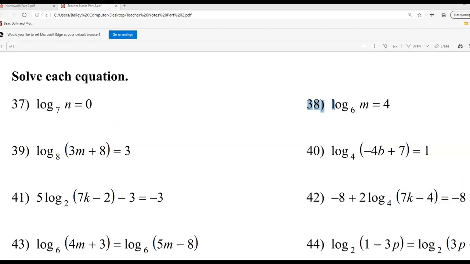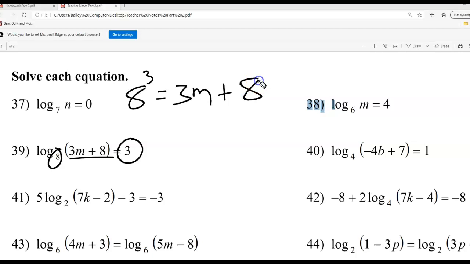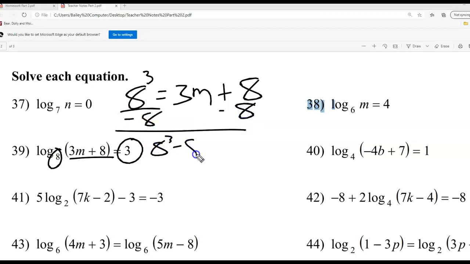Let's go ahead and take a look at number 39. Now number 39 is similar. We're going to change it to exponential form. So it's going to be 8 to the power of 3 equals that. Now, sometimes they want you to actually figure out what the power is, like, what is 8 to the third? Actually get a calculator out and figure it out. You could do that. It's not necessary, though. You could really just leave it like this, just minus the 8 on both sides. And so you end up with 8 to the third minus 8.